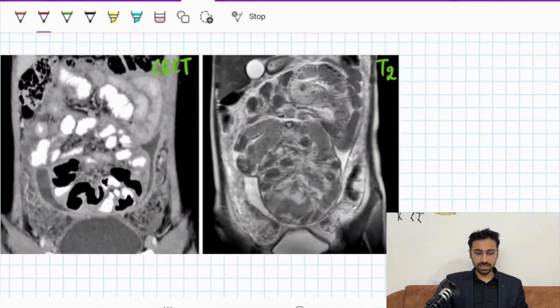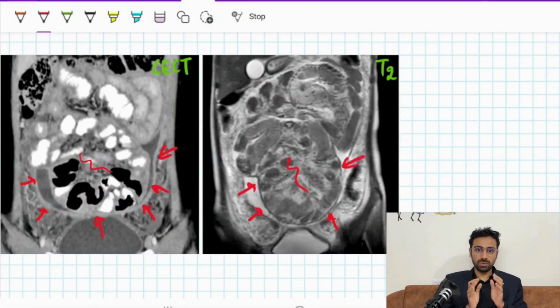Coming to the last example in peritoneal tuberculosis. Now what I want you guys to see here is, you can see that the bowel loops are clustered at the center of the abdomen. Now these are being surrounded by a rind of tissue that is showing enhancement. Look at this. There is a membrane that is surrounding these particular bowel loops.